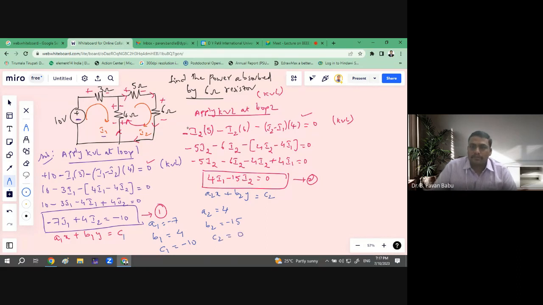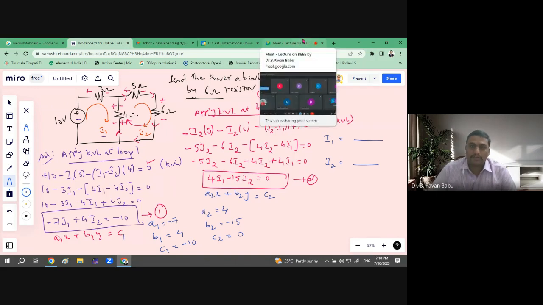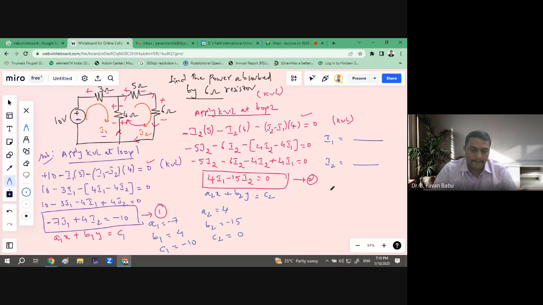We need to find the two unknowns, that is I1 and I2. Let us check. I request you to use this virtual calculator for the time being. Let me share my screen. Just note these values. I'll stop screen sharing and log in through my mobile so that you can see the screen.